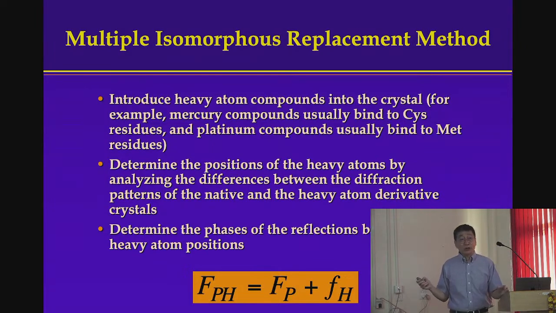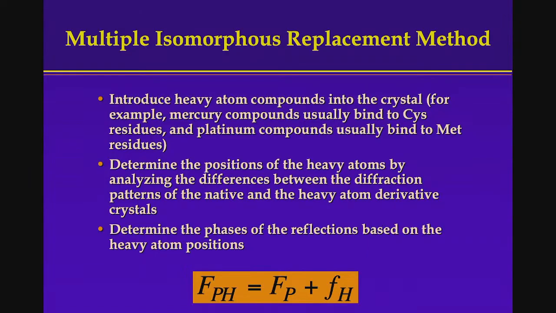So how it works, do you remember inorganic chemistry? If you have a cysteine side chain, which has a sulfur in the side chain, sulfur likes to bind to mercury or platinum. So if you introduce a mercury compound into your crystal, that mercury compound may bind to a cysteine side chain in your protein and be positioned correctly there. Once you do that, you can collect data on that derivatized crystal, and by comparing the data, you can determine the position of the heavy atom, the mercury compound.